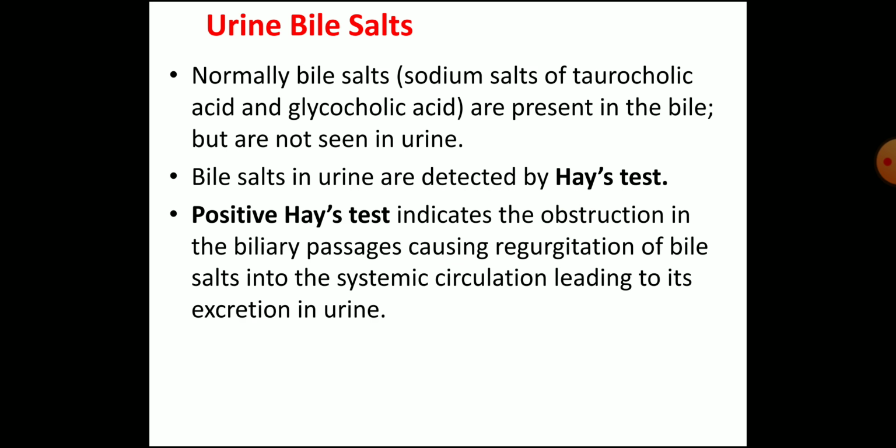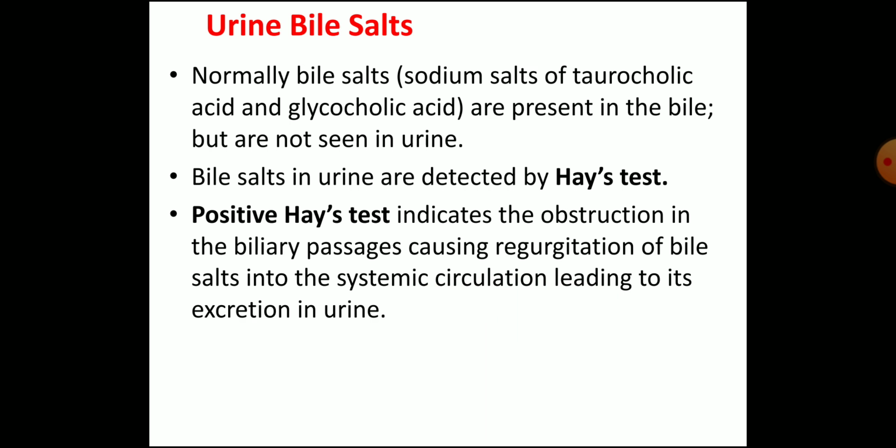Now you have done the bile salts also, urinary bile salts. Normally bile salts are present in the bile but are not seen in the urine normally. Bile salts in urine are detected by the Hay's test. You have done the test, you may be remembering. A positive Hay's test indicates the obstruction to the biliary passage causing regurgitation of the bile salts into the systemic circulation, leading to its excretion in the urine.